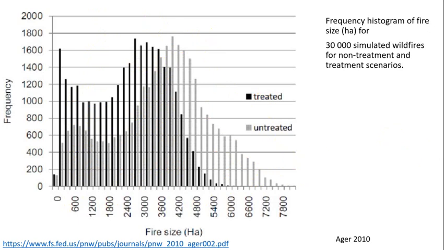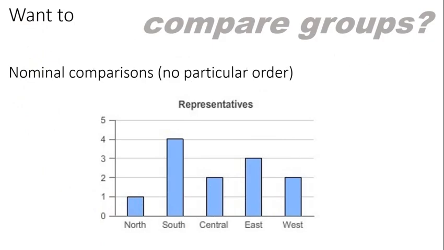We're able to compare and see that the fire size for the treated scenarios are overall smaller, with a smaller tail off to the right and a higher frequency of small fires than in the untreated scenario. I hope that makes sense. That's an important thing to be able to do with these histograms.